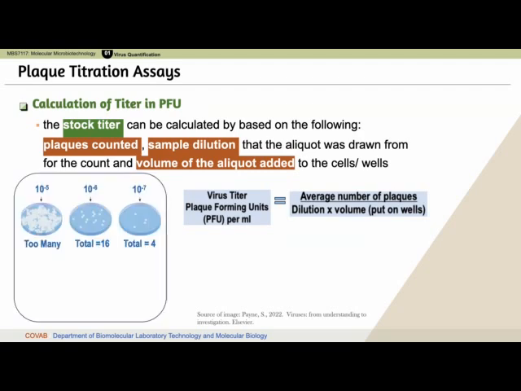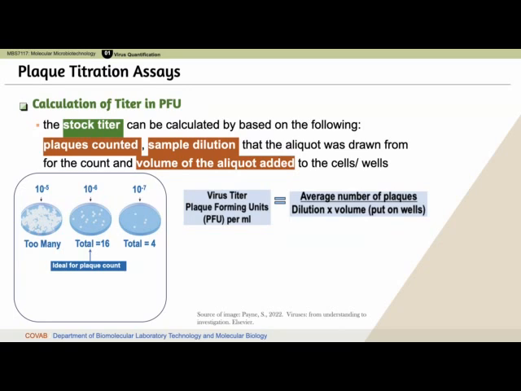These are the plaques that we were seeing. If you look at a dilution of 10 to the 5, those are too many plaques to be counted. So we can't take that dilution. If you look at 10 to the power 6, those plaques are well spread and they can be counted. They are ideal for counting. A total of 16 were counted. If we look at 10 to the minus 7, those are too few plaques. Even if they're 4, they're too few plaques and they'll give us an error.